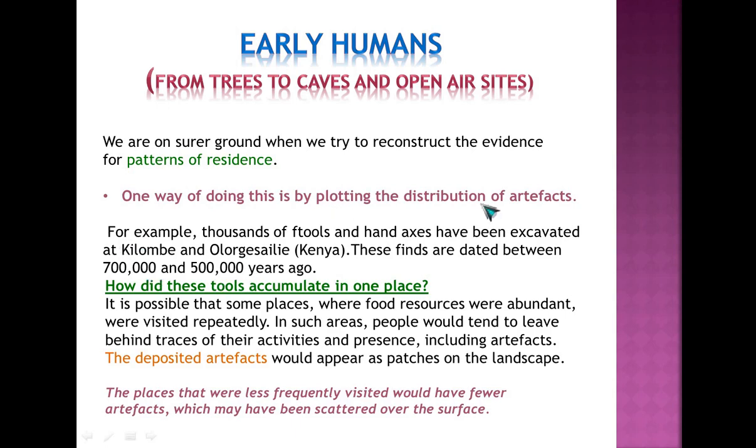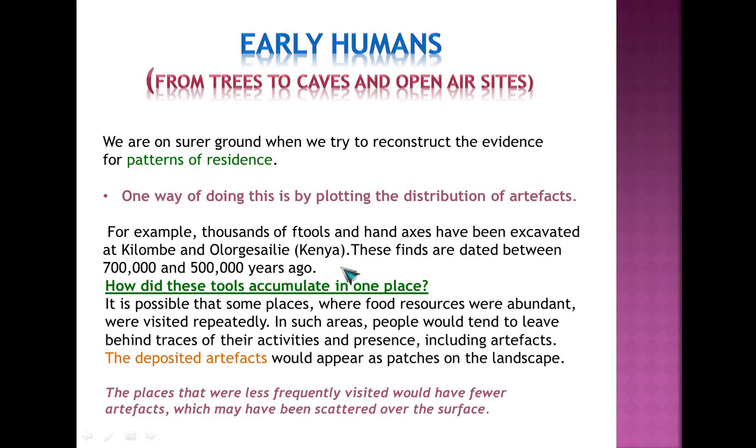You will be able to understand what these artifacts and remains are, like the pottery, the jewelry that they used, the painting that they did on the cave walls and all that. So where do we find all this evidence? Thousands of tools and hand axes, for example, have been excavated at Kilombe and Olorgesailie in Kenya. So you could find a lot of tools in these two places, and they date back to 700,000 to 500,000 years ago.